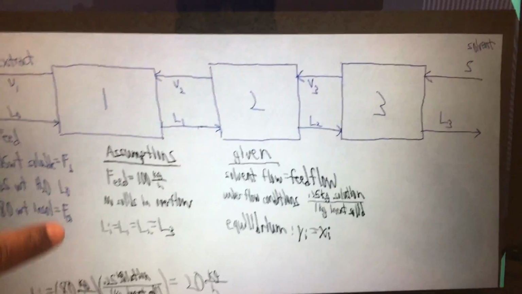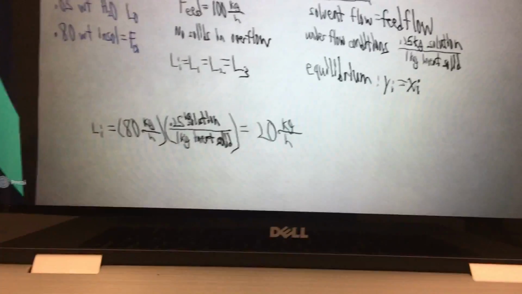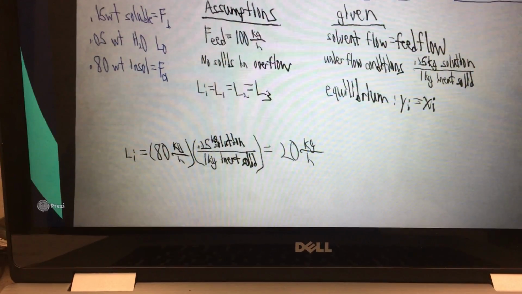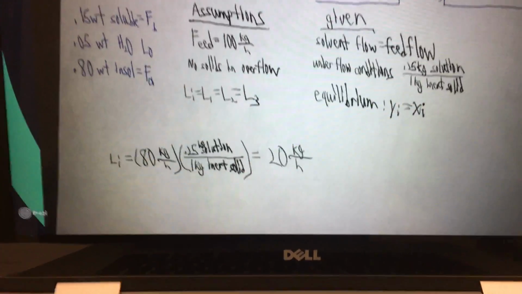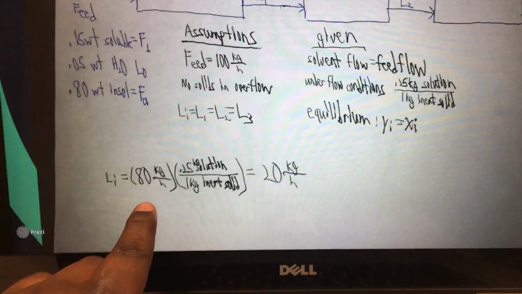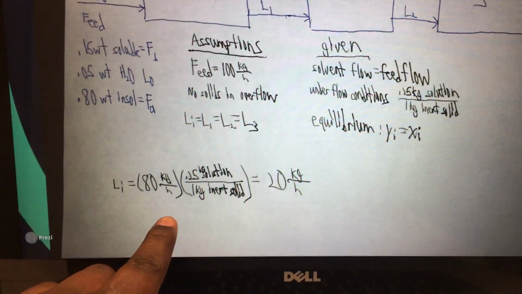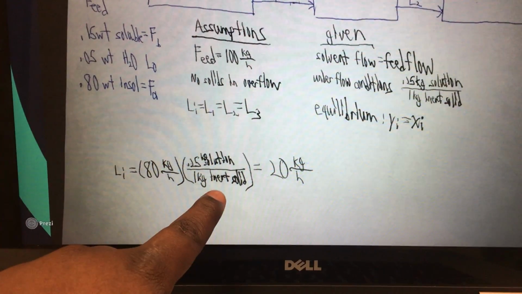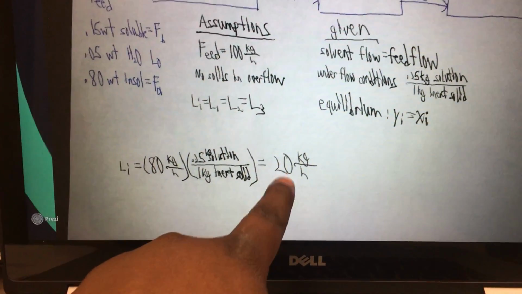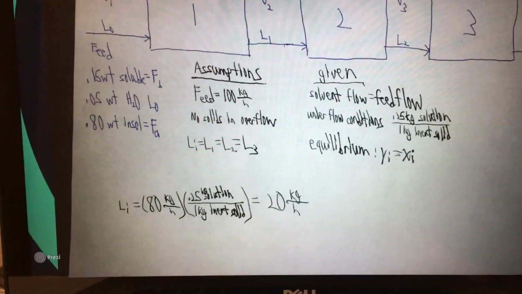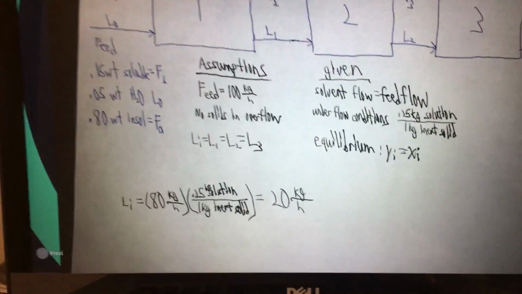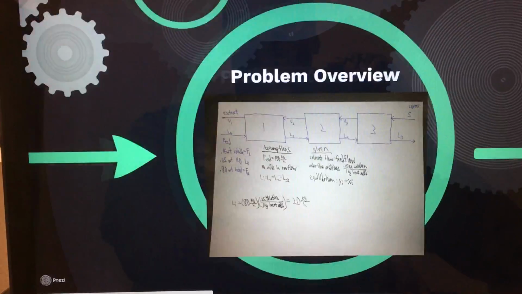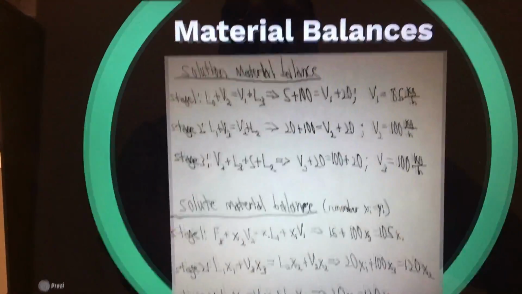To calculate the underflows, I used the given ratio that we were given in the problem statement. I took the amount of insoluble material and multiplied by the ratio of solution to insoluble material, and I got a flow rate of 20 kilograms per hour, which will stay consistent throughout the entire problem. From here, I use this data to do our material balances.